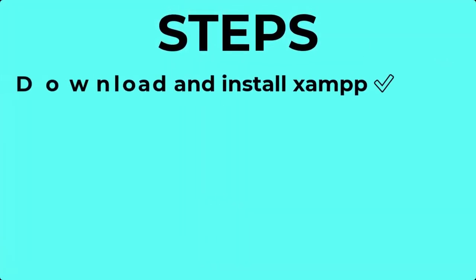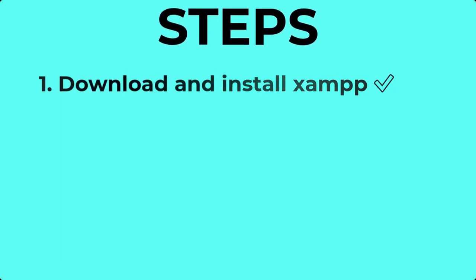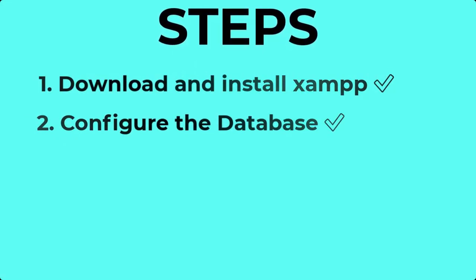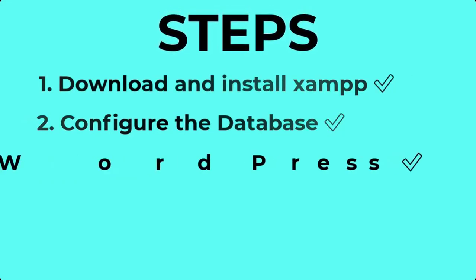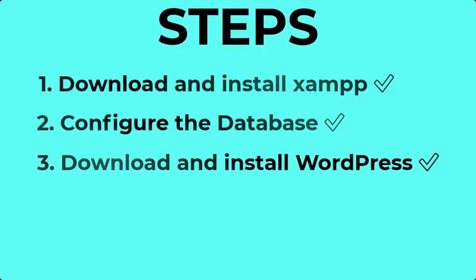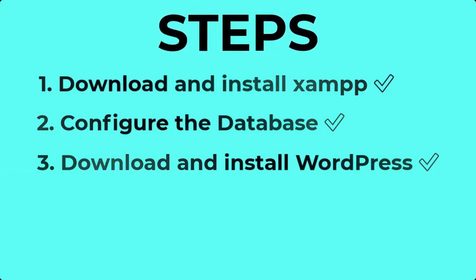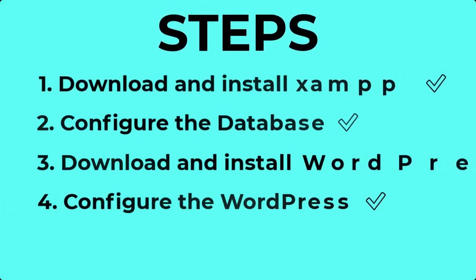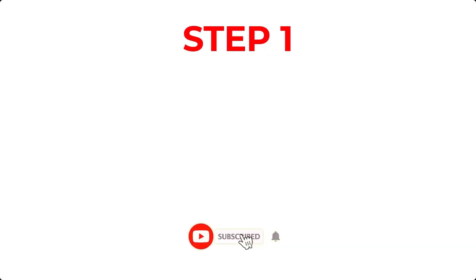In this tutorial, we'll be following 4 steps. First of all, we will download and install XAMPP on our computer. Secondly, we will configure the database using phpMyAdmin. And third, we will download and install WordPress on our computer. And the fourth one, we will configure WordPress to finish our installation. So let's start with the first step.